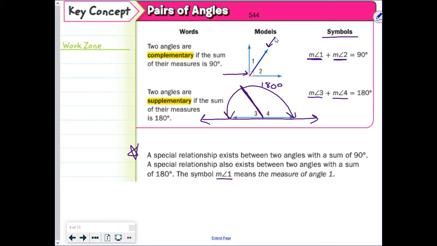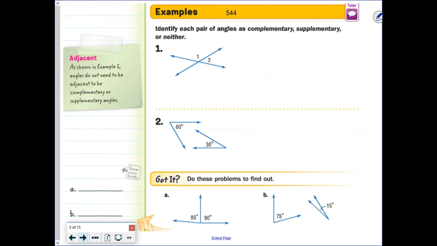Let's take a look at some examples and see if we can identify what kind of angle relationships we have. Look here at example 1. It says identify each pair of angles as either complementary or supplementary or neither. Well, angle 1 and angle 2.